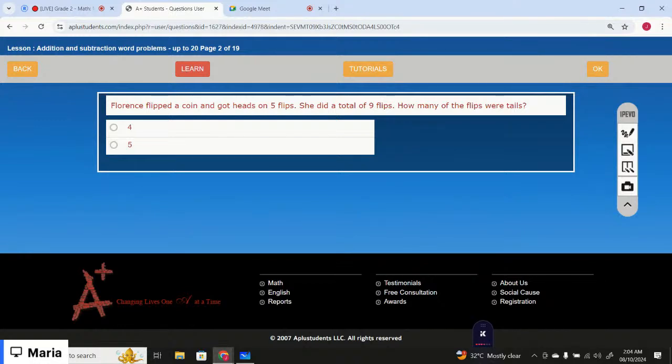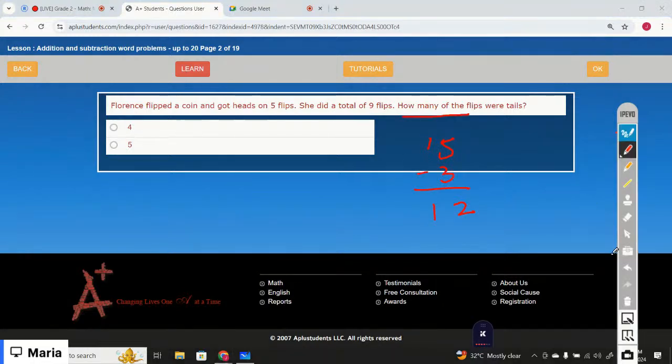Florence flipped a coin and got heads on 5 flips. She did a total of 9 flips. How many of the flips were tails? So the total she did is 9 times, right? 5 of the flips were heads. You need to find the ones that are tails. So the total is 9. 5 of them are heads. So how many of them are tails?